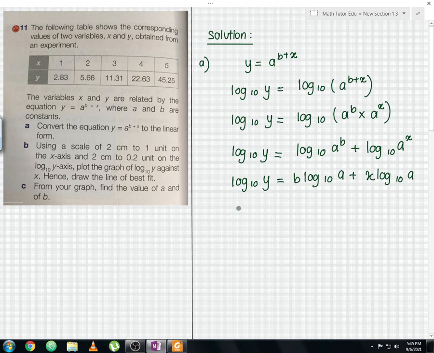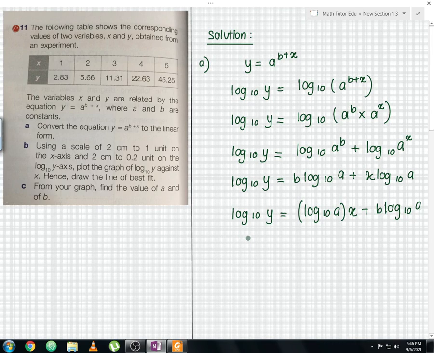Okay, so from here, the left hand side, we're going to follow the same, which is log 10y, and then equals to, so from here the mx, the gradient will be log 10a, and then you times with x, and then you plus with the c. In this case this will represent as the c, plus with b log 10a. So this is our representation, guys.